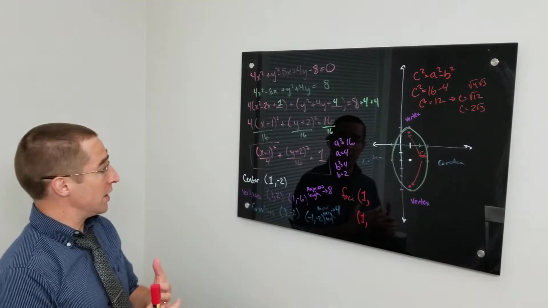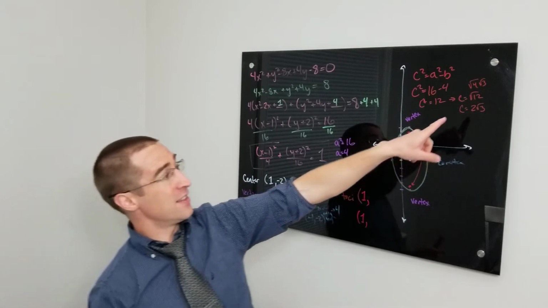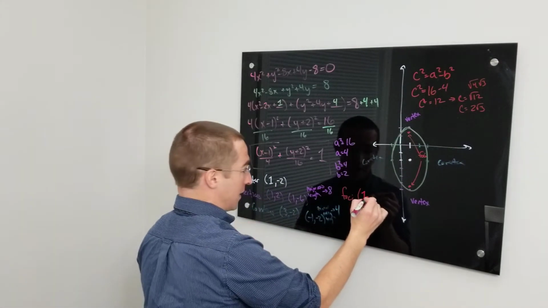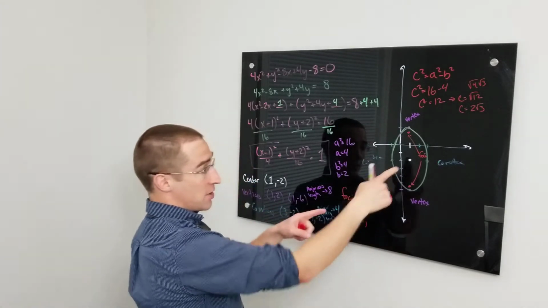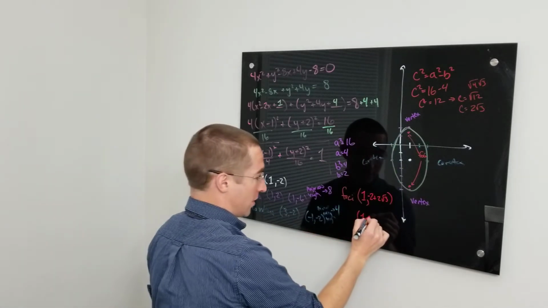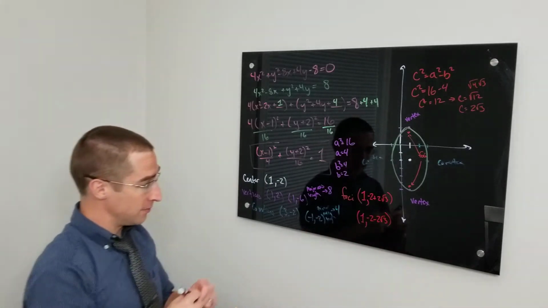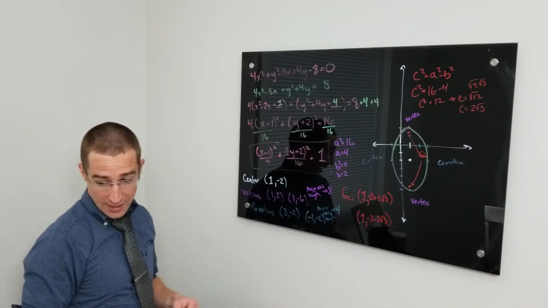So what we're doing is we're starting at the -2 from the center, and then we're adding this c value to it to get that focus. So we have -2 plus 2 root 3, and then we're starting at the center and subtracting the c value to get that focus. So -2 minus 2 root 3, and those are our coordinates for our foci.